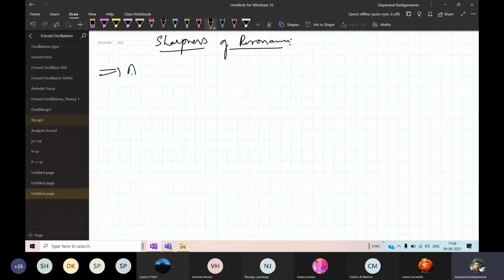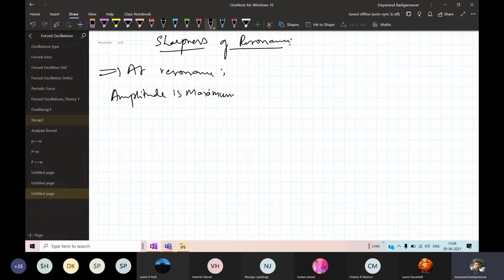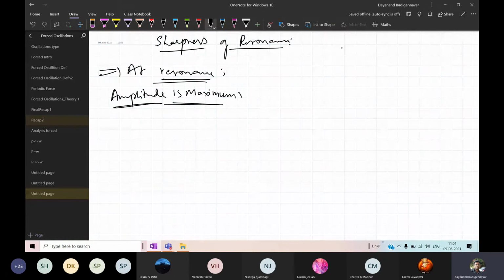You know that at resonance, the amplitude is maximum. Resonance condition dolaga amplitude maximum irutte. Other than this condition, it cannot be maximum. It's only maximum at resonance. So therefore, I can plot a graph. I will draw a graph for this.